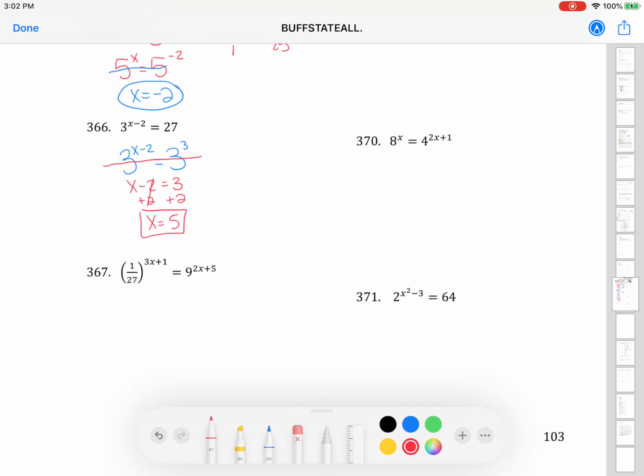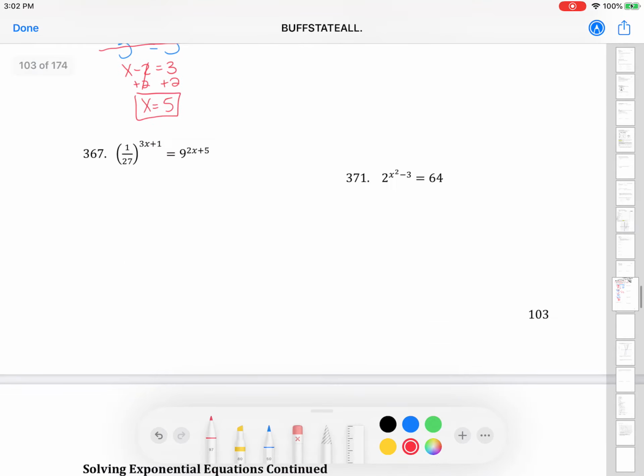Now you might be liking these so far. The last few examples that we've done were pretty typical, easy examples. We're going to get into some tougher ones now. So this bottom one right here, 1 over 27 and 9. Take a second to try and think about what base you'd want to use.